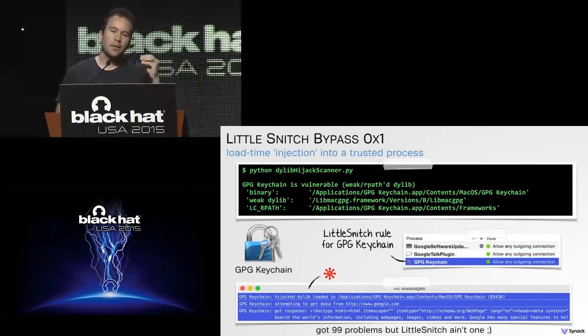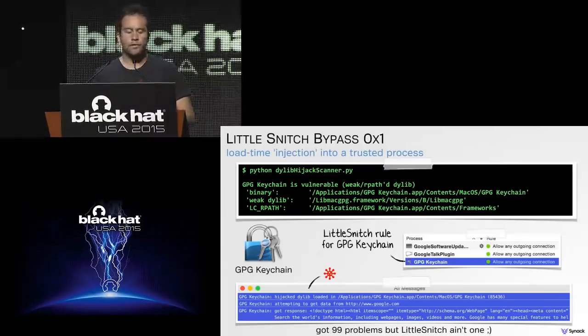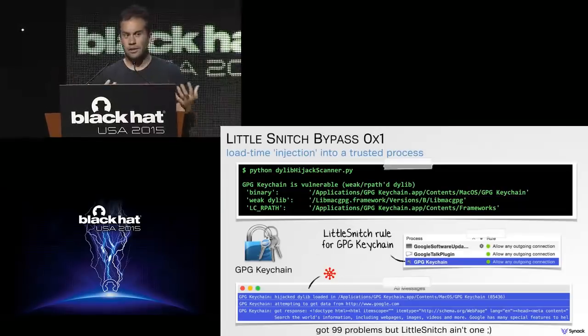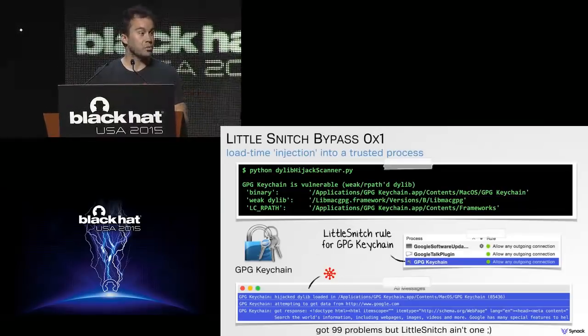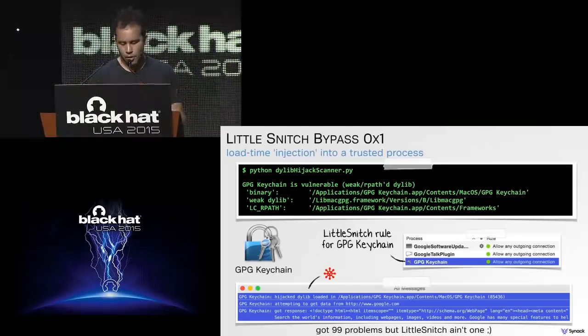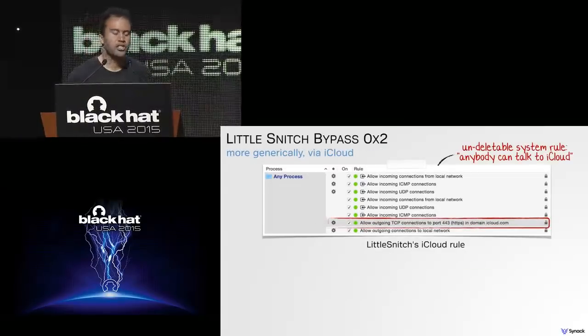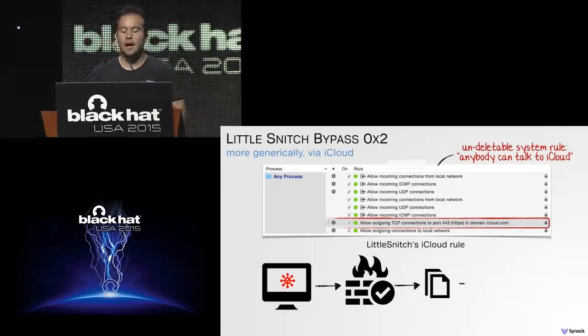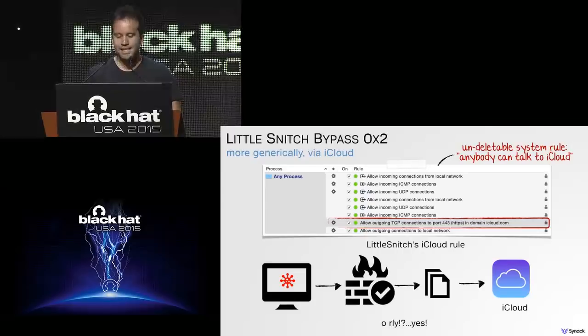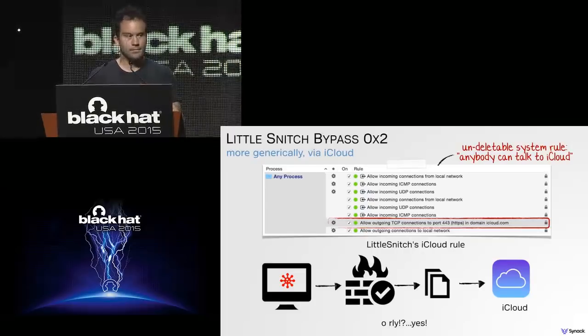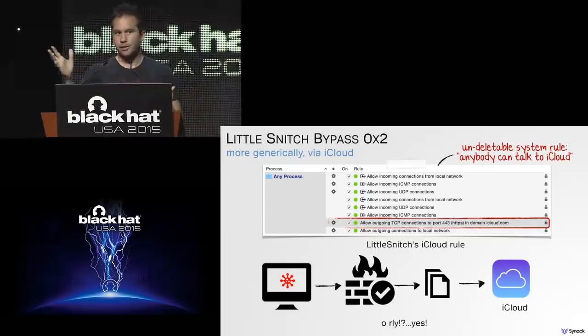So what we can do is simply plant a malicious dylib and then programmatically execute GBGKeychain or wait for the user to execute it, and then our malicious dylib will get executed and loaded within the context of GBGKeychain. It can then talk to the internet, and as far as Little Snitch is concerned, it says, oh, this is coming from GBGKeychain. I trust that. No problem. A more generic bypass, though, we see Little Snitch has an undeletable system rule that says anybody can talk to iCloud, even if you're unsigned, even if you're untrusted, even if you're malware. It's going to let you talk to that endpoint.